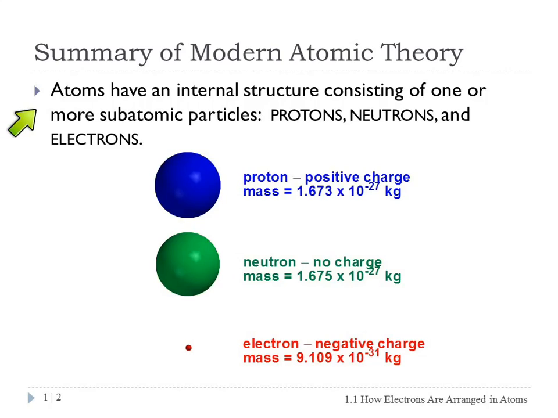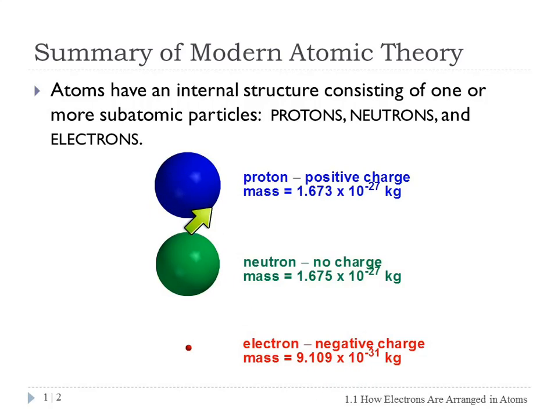Atoms have an internal structure. There are 3 subatomic particles that are present in almost all atoms. There's a whole bunch of other little tiny ones, but these are the only ones we care about. There's a proton. Proton has positive charge. It is very tiny. It's 10 to the minus 27 kilograms, but it is much larger than an electron. An electron is 10 to the minus 31 kilograms, almost 2,000 times smaller.